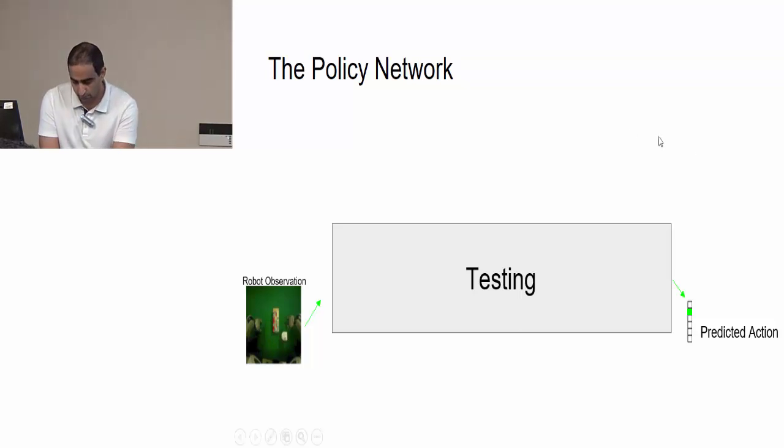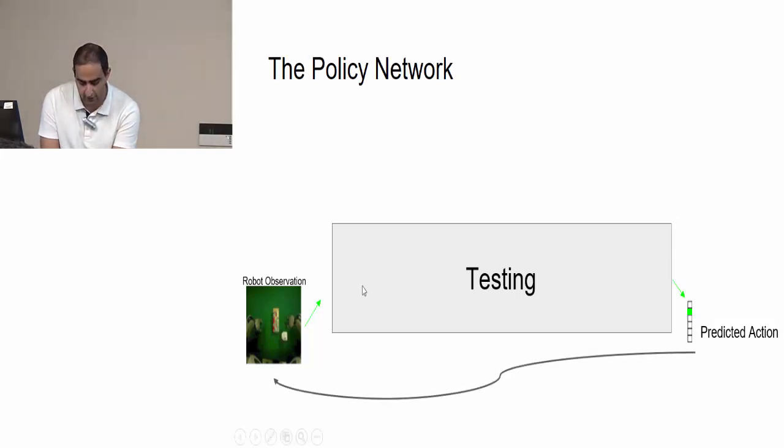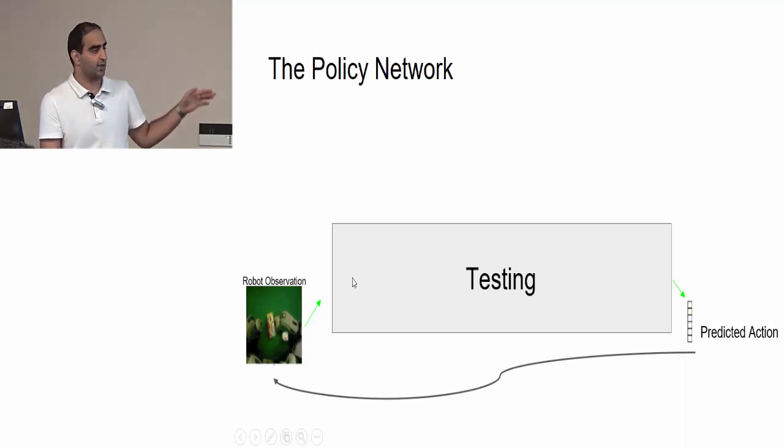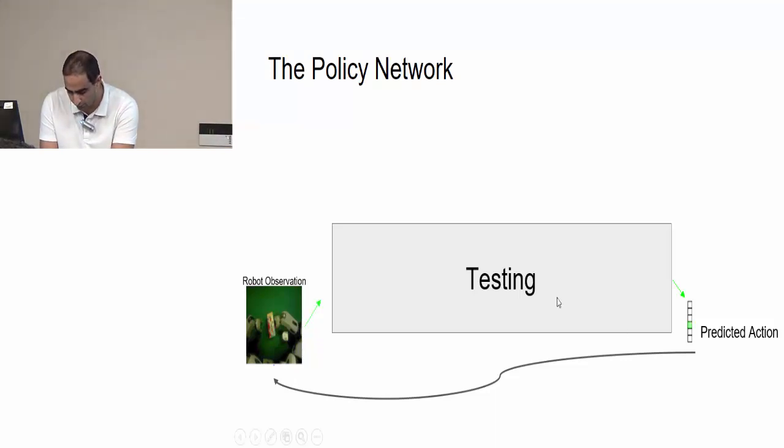And actions, you mean the robot joint angles, the force and torque applied to the robot joints. We perform that action, and the robot performs that action, and now we have a new robot observation, and then again we feed it to the network, and it tells us to perform another action until the task is done.